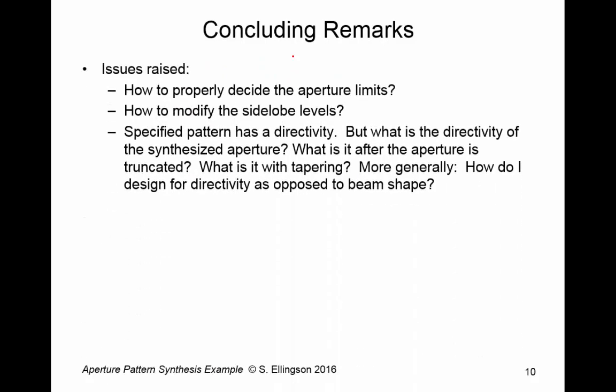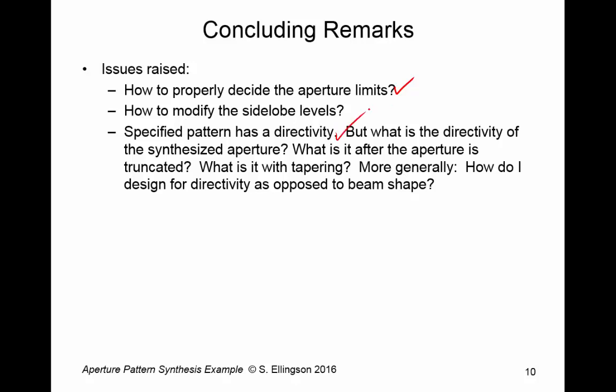Okay, so now some concluding remarks. We've raised some issues in this example, right? First, how to decide the aperture limits, right? Here we said 167 wavelengths by 167 wavelengths, and then we ignored everything outside that region. We could alternatively make the aperture larger or smaller with effects that I think you can anticipate. We could taper the distribution to try to suppress side lobes, for example.